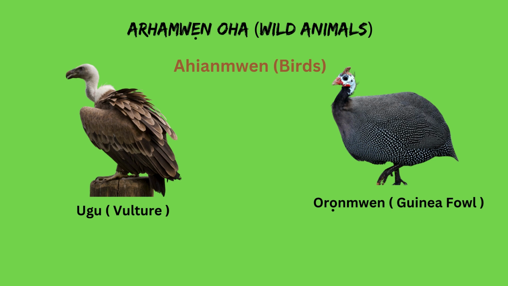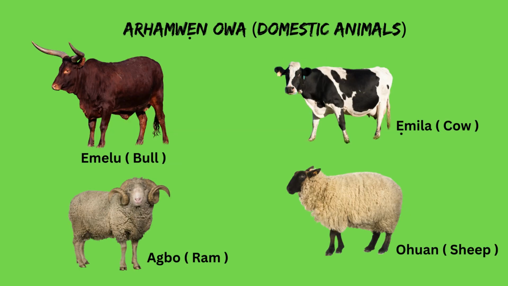We are going to go to Amowa, domestic animals now. Animals found around the house. Emelu is the bull. Emila is the cow. Notice the underdot is under Emila. Emelu has no dot under the first E. Agbo is the ram. Onwa is the sheep.